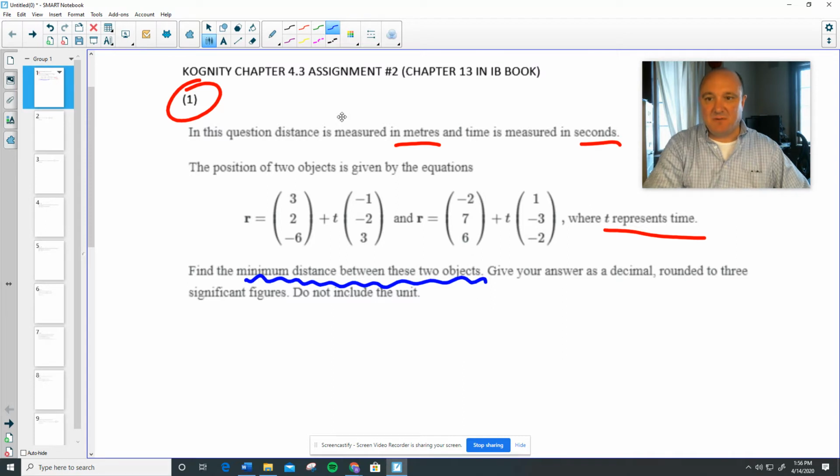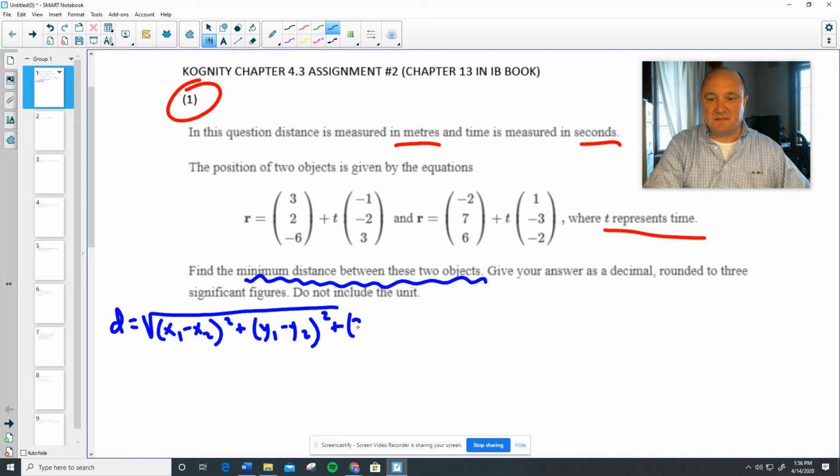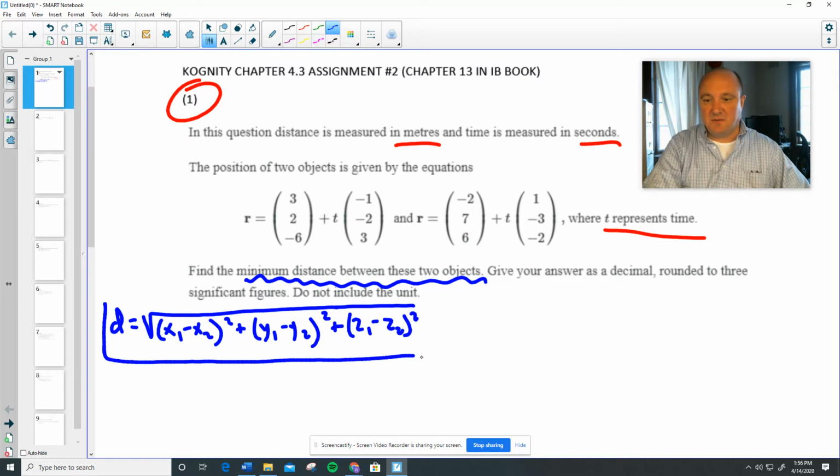So we have to remember our three-dimensional distance formula in order to do this problem. Our three-dimensional distance formula is this: the square root of x1 minus x2 squared plus y1 minus y2 squared plus z1 minus z2 squared. All right, and so what we're trying to do is minimize this.